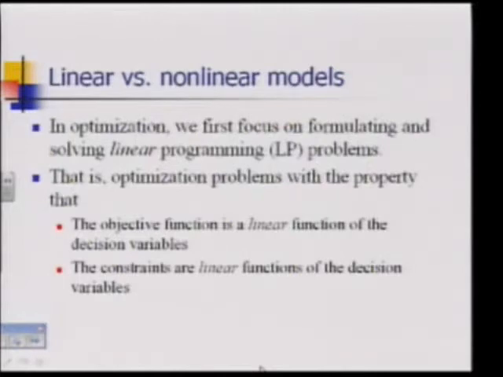Then this is called what? A linear program, a linear optimization problem. People call that a linear program. And if the objective function is non-linear and the constraint is linear, is it a linear program? No, it's non-linear. If the objective function is linear but the constraints are non-linear, is it a linear program? No, it is still a non-linear program.